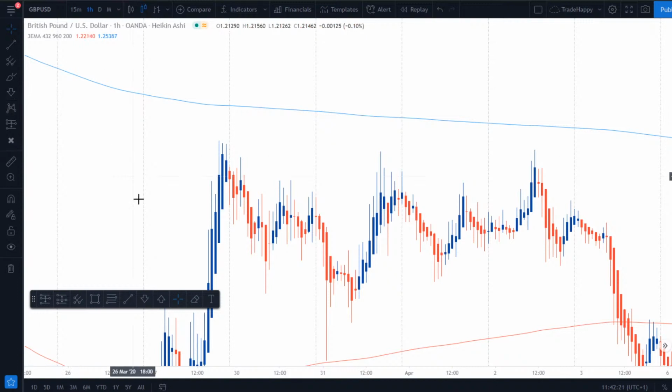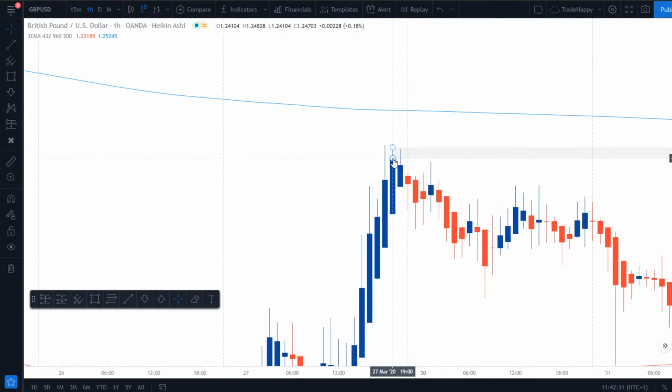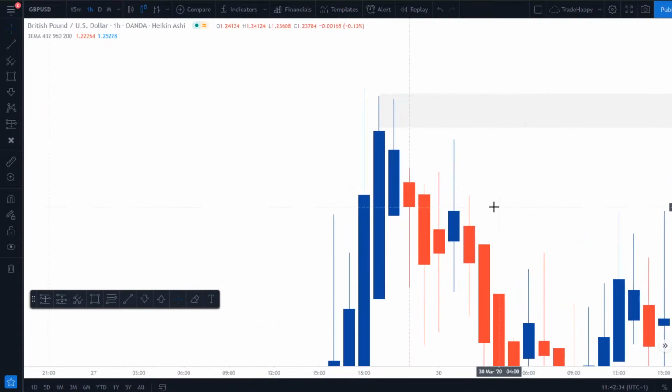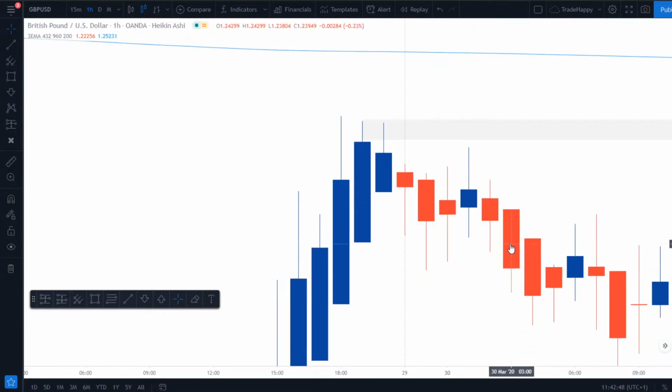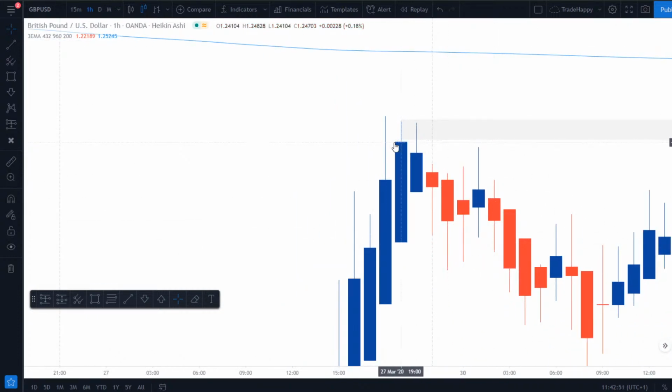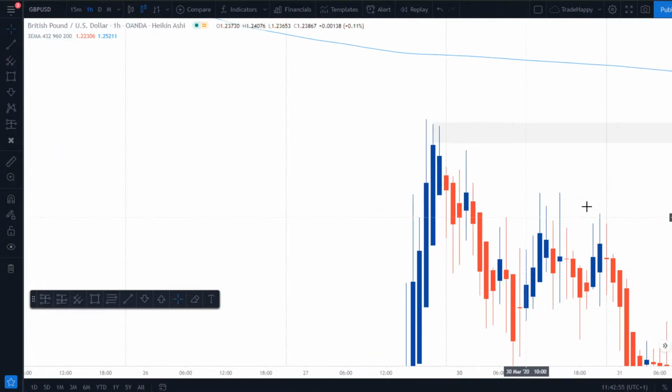You could take, where's the rectangle? You could take this high here down to the body. So the reason I'm doing that is, if we have a look at this, we've got a big candle wick here, and then we had this move up, and we've had a nice little wick here, and then we had a move down. And the reason I'm doing this here is because this area is a really, really nice area to be looking for shorts.